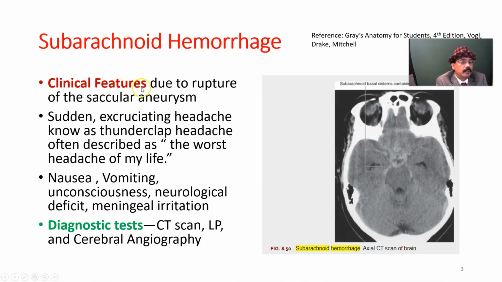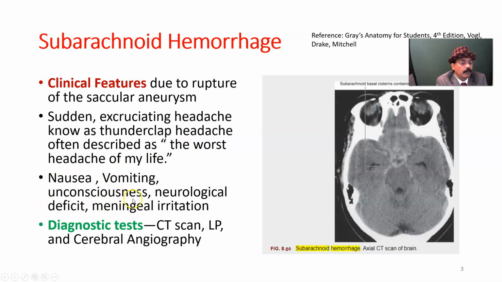Clinical features: especially in atraumatic subarachnoid hemorrhage due to rupture of the saccular aneurysm, there will be sudden excruciating headache known as thunderclap headache, often described as the worst headache of my life. Why does this happen? This happens due to sudden leakage of blood into the cerebrospinal fluid of the subarachnoid space, and that blood is at high pressure, and it will irritate the meninges and subarachnoid space. That will lead to excruciating pain as thunderclap, the worst headache of one's lifetime.